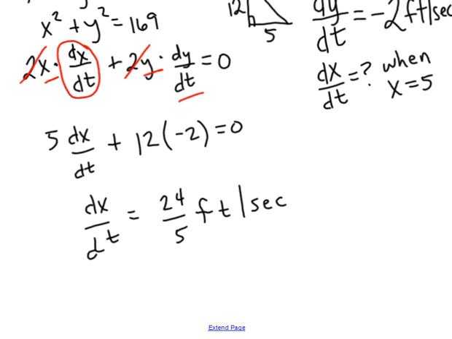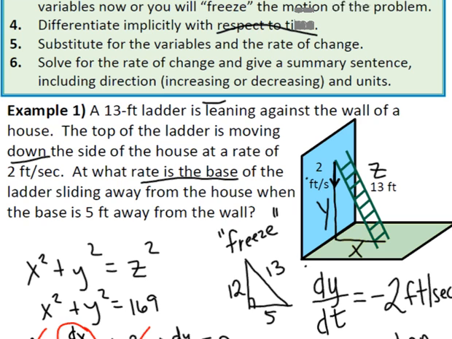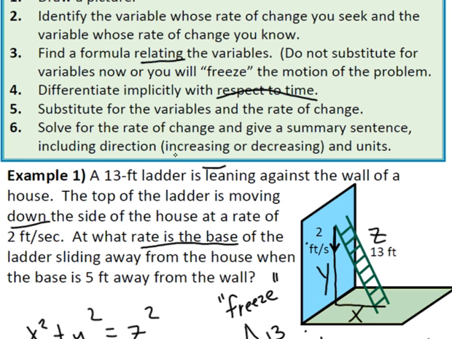And actually, we're not finished. With related rates problems, this is not enough. So welcome to calculus. You've got to learn how to write your answers in complete sentences, or at least complete thoughts. If you go back up and look at the last step, solve for the rate of change, done, and give a summary sentence including direction, whether it's increasing or decreasing, in units, or in this case, whether it's moving away from the wall or towards the wall.